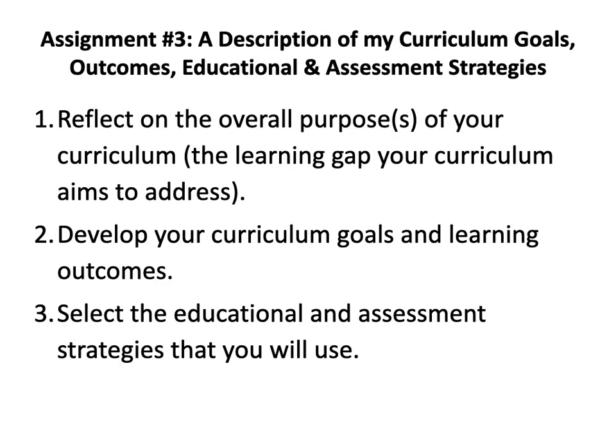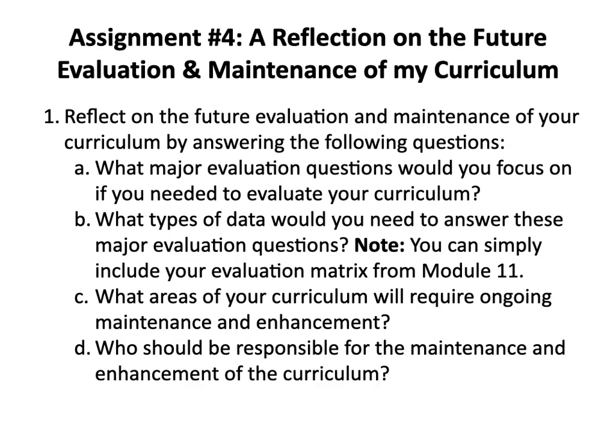Building on assignment number 2, the objectives of assignment number 3 are to develop the goals and learning outcomes for your curriculum, describe the educational and assessment strategies that you will use to achieve these goals and learning outcomes, and prepare an assignment summarizing these ideas. Building on assignments 2 and 3, the goal of assignment number 4 is then to reflect on the future evaluation and maintenance of your curriculum. It is important to note that the learning activities for each module in this course relate to assignments 1 through 4, and thus you'll be working on your assignments throughout the entire course.